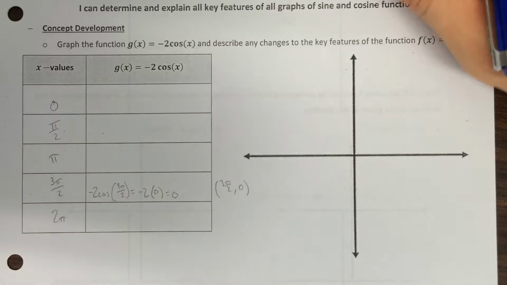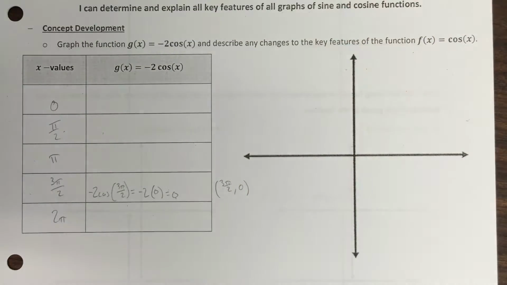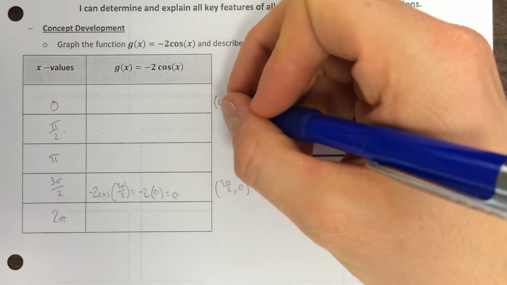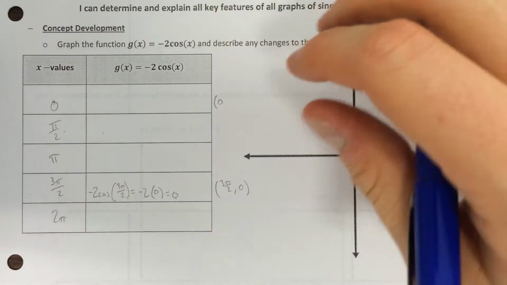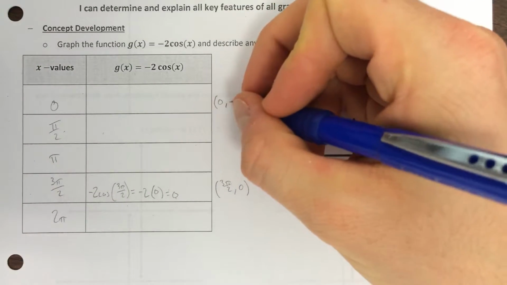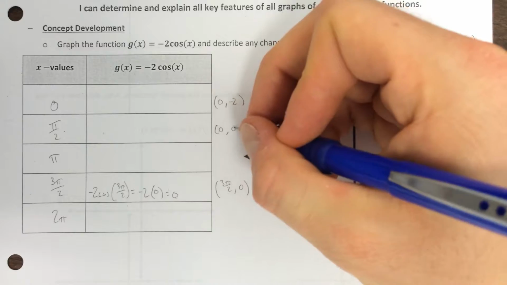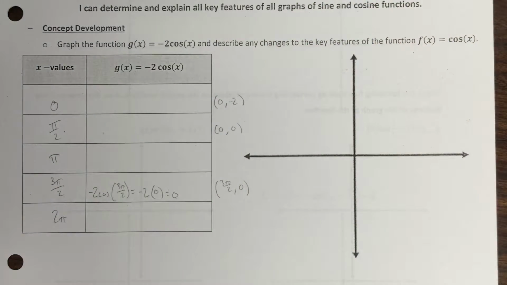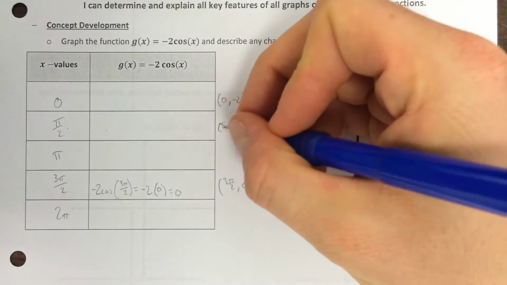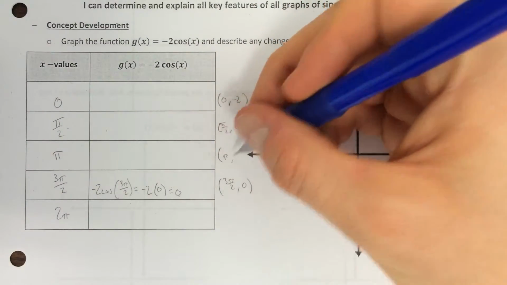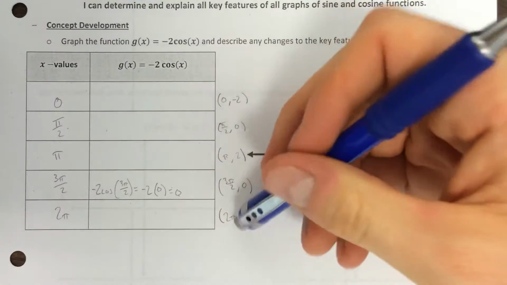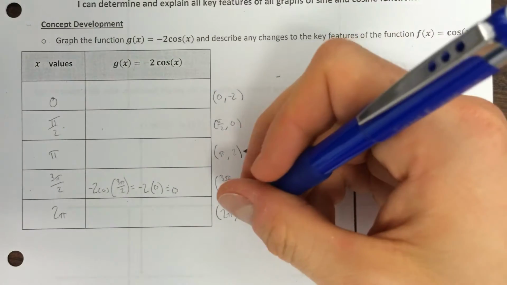Now, what I would recommend doing is to pause it, see if you can do the other 4 rows on your own. If you don't pause it and just say, I don't care, give me the information, that's not the best mindset. But the ordered pairs here would be 0, -2, pi over 2, 0, because our input would be pi over 2, our output would be 0. Pi, 2, and 2 pi, -2.